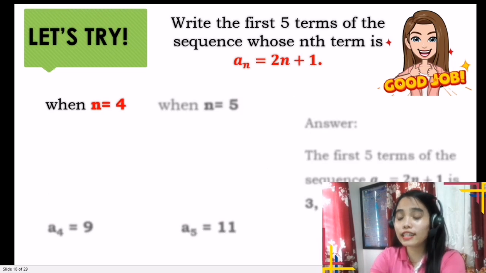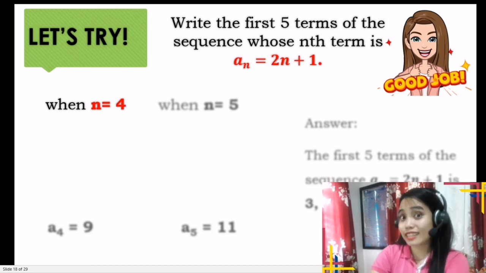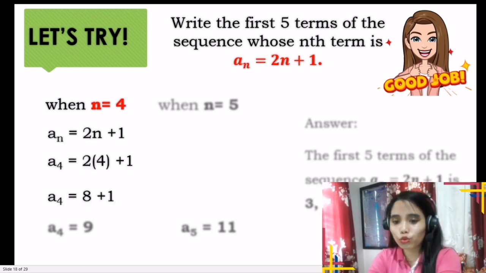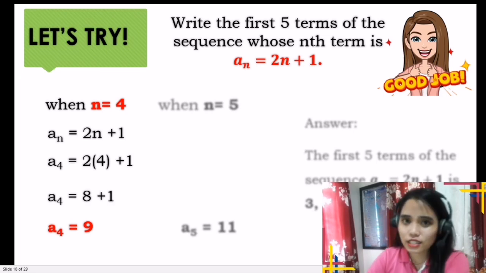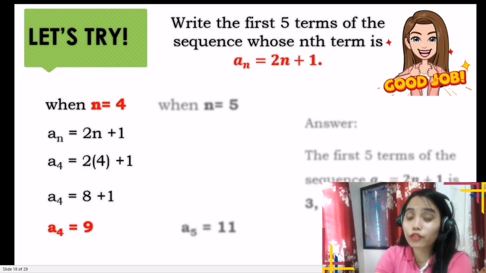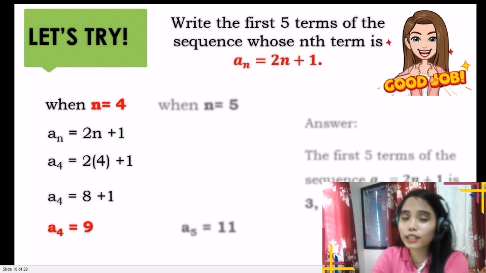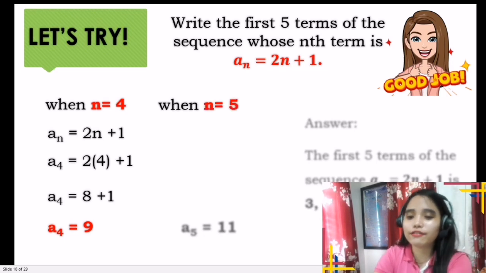So, n, our fourth term, is 4. Again, we will substitute 4 in our formula, our general term, or our pattern. So, 2 times 4 equals 8, plus 1 equals 9. Okay? So, next, our fifth term. The n of our fifth term is 5.